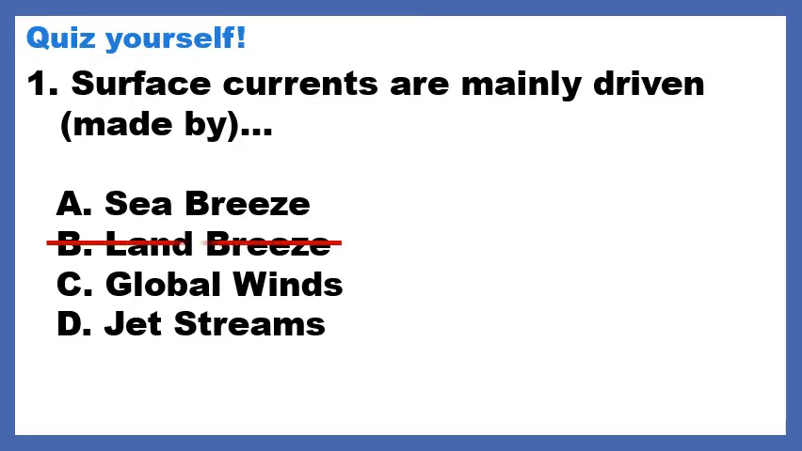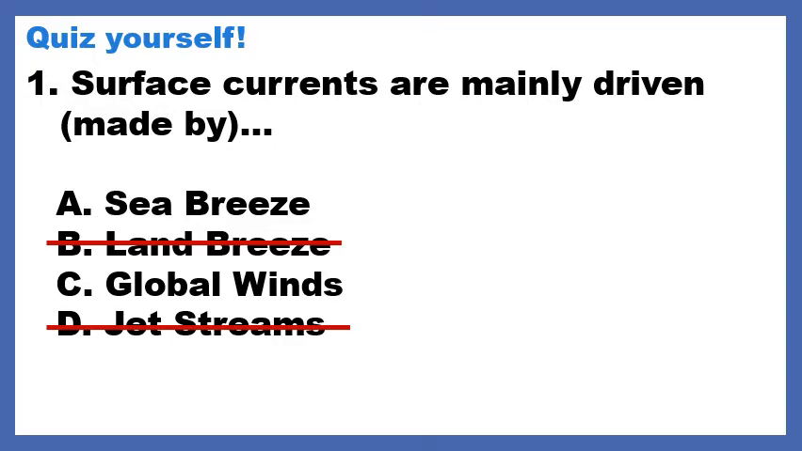I'm going to get rid of land breeze because that is when we have air moving from the land to the ocean or sea, whatever body of water, because there's a temperature difference between the land and the sea. I'm also going to get rid of jet streams because jet streams are pretty high up in the atmosphere. So I think they're too high to affect surface currents.